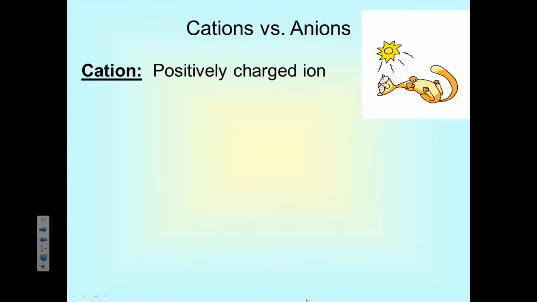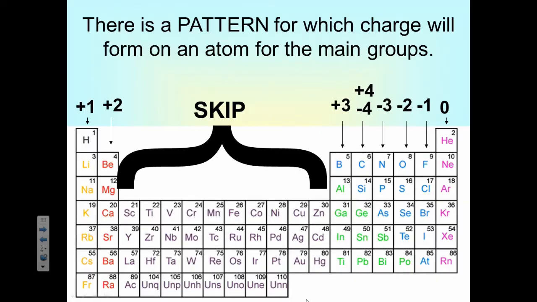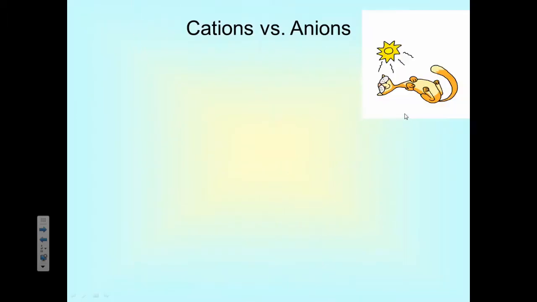Just a review of the terms, cation versus anion. These were also in the last set of notes. A cation is positively charged, and an anion is something that's negatively charged. So you could go back and say, okay, is magnesium a cation or an anion? It's a cation because it forms a +2 charge, versus something like oxygen would be an anion because it forms a -2 charge.